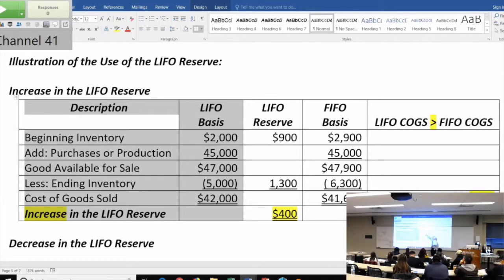So the reserve went from 9 to 13. The increase in the reserve will be the difference in profit. So the change in the reserve is the change in profit. That means you're getting what you want. You're getting higher prices, or quantities are not shrinking. Because remember, when quantities shrink, you get a LIFO liquidation, which I'll show you in the next module. Questions here?